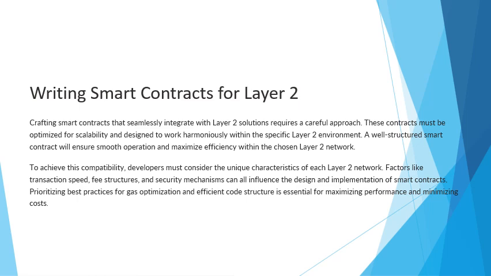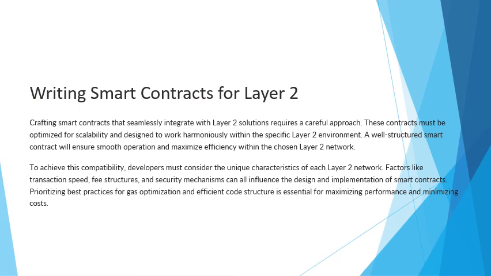These contracts must be optimized for scalability and designed to work harmoniously within the specific layer 2 environment. A well structured smart contract will ensure smooth operation and maximize efficiency within the chosen layer 2 network. To achieve this compatibility, developers must consider the unique characteristics of each layer 2 network. Factors like transaction speed, fee structures, and security mechanisms can all influence the design and implementation of smart contracts.